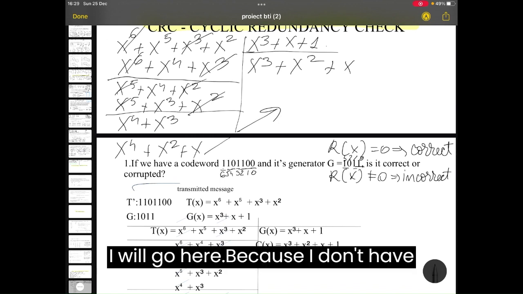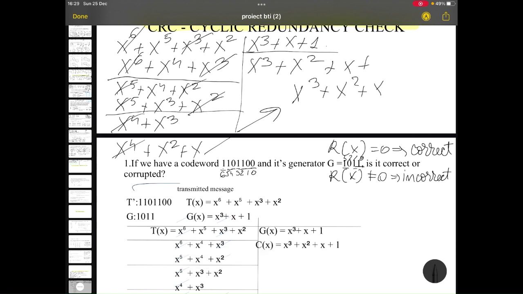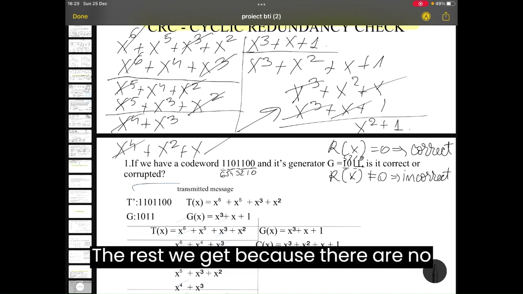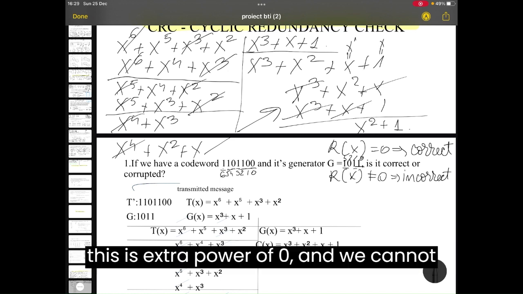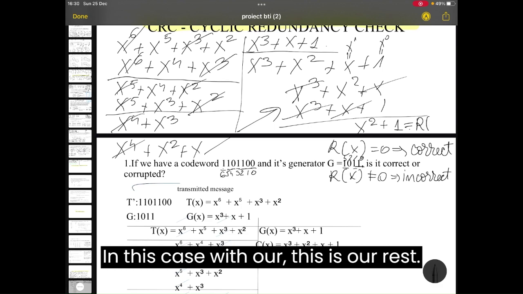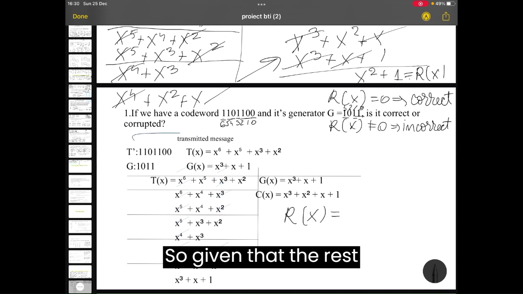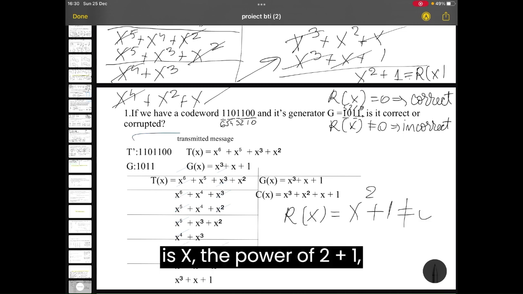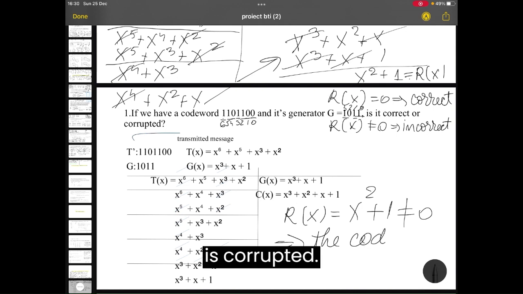I will go here because I do not have enough space. So it's x to the power of 3 plus x to the power of 2 plus x plus 1 here. The rest we get, because there are no more polynomials, no more numbers we can divide by. This is x to the power of 1 and this is x to the power of 0, and we cannot divide by negative numbers in this case. This is our rest. So given that the rest is x to the power of 2 plus 1, which isn't 0, then we get that the code word is corrupted.